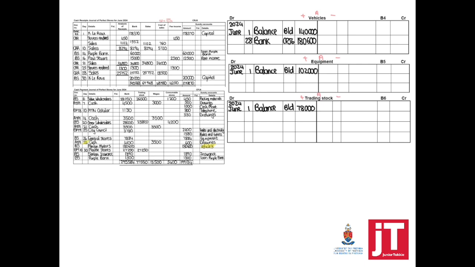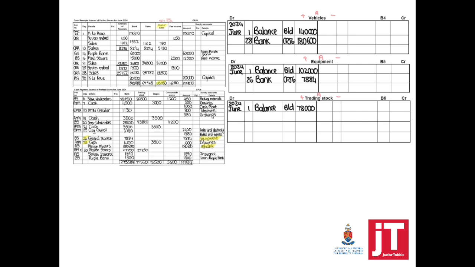Equipment, again, check the CRJ as well as the CPJ. Equipment, in my CPJ, on day 26 from sundry accounts, we have to post it on the day of the transaction, 7,884.